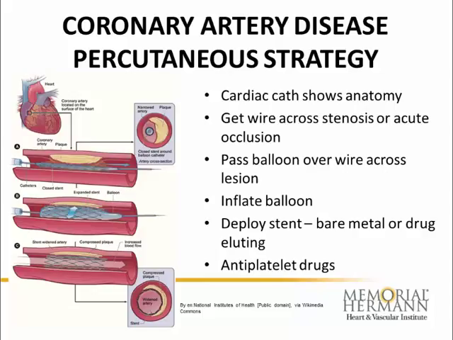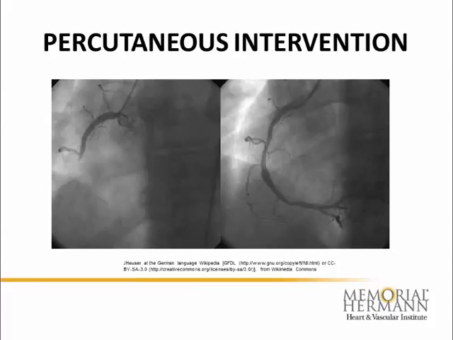Here is a diagram of an actual cardiac cath, actually photographs of the cardiac cath showing a totally blocked artery here, this being the right coronary artery. In this case, they were able to get a wire to go across the blockage, put a balloon in, inflate it, and now you can see that there is blood going to this whole bottom surface of the heart.